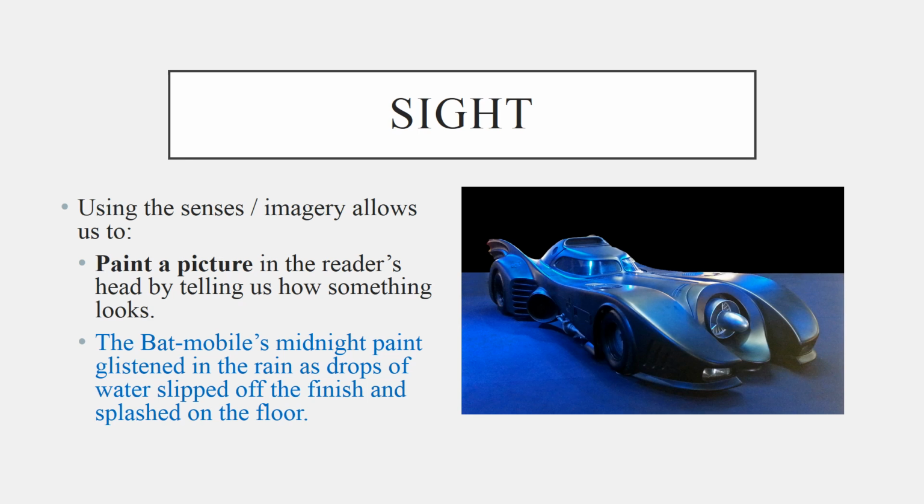The first sense that we could use is sight. If we're using the senses in imagery, we're going to paint a picture in the reader's head by telling them how something looks. For example, the sentence could be, the Batmobile's midnight paint glistened in the rain as drops of water slipped off the finish and splashed onto the floor. Before it could be, the Batmobile drove very fast. It was raining. Now, we could truly see the Batmobile for the color and what's going on.